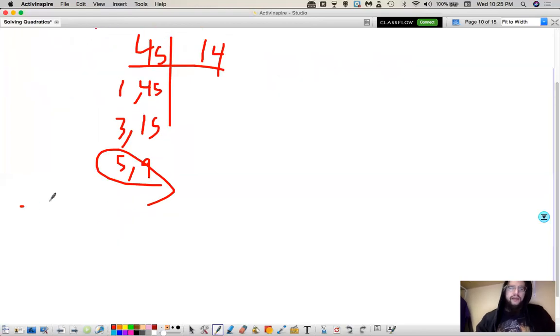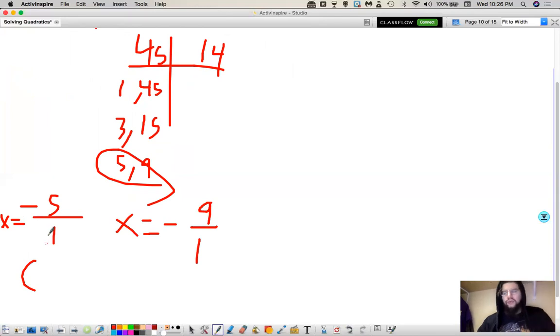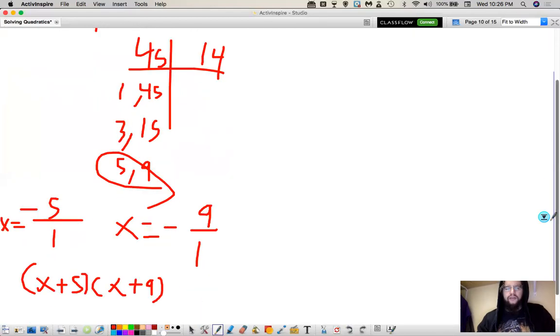So negative 5 over, what's my a again? I forgot. 1. That's the first thing x equals. So my factors are going to be, that's over 1, right? Anything divided by 1 is itself. X equals negative 5, so x plus 5, and x plus 9 for my factors. AC shortcut still works. Either way you do it.